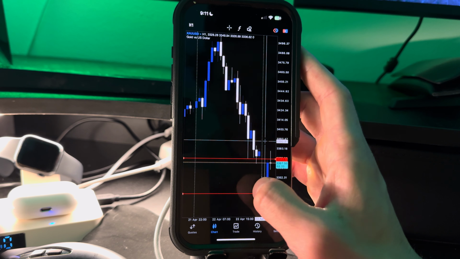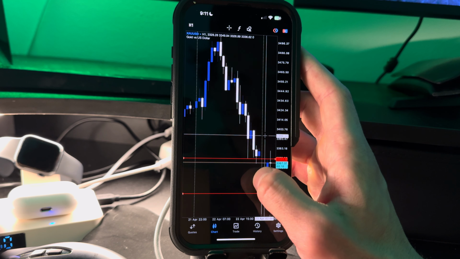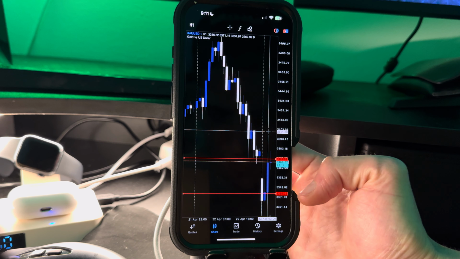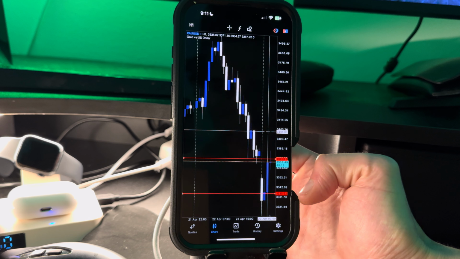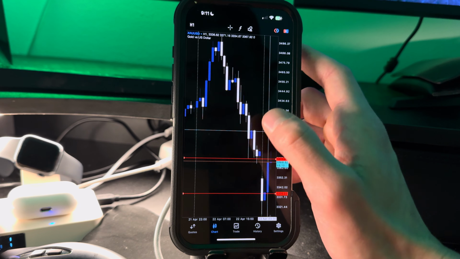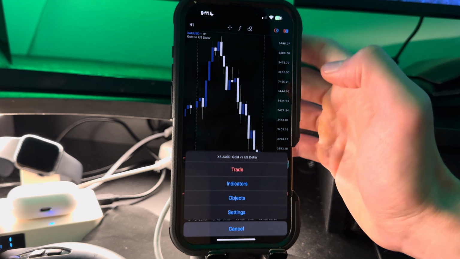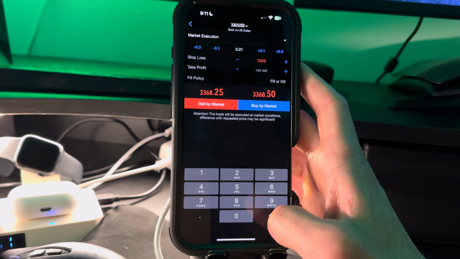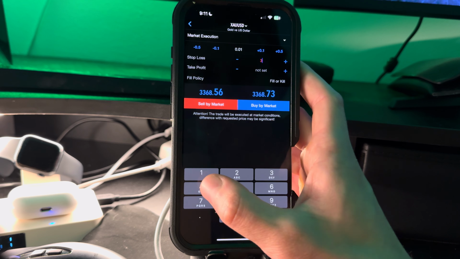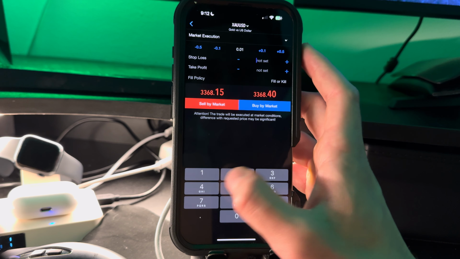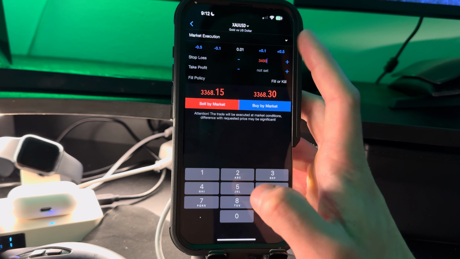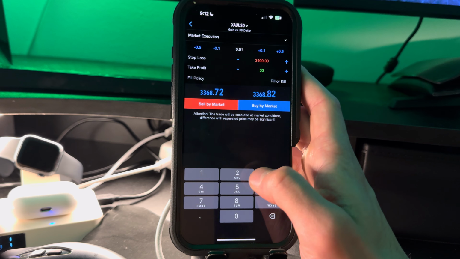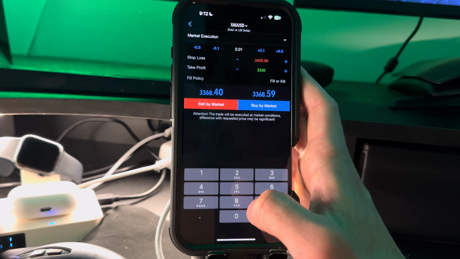So for example, 3,400, let's just say 3,400, make it simple. So up here, 3,400 is the stop loss and my take profit is down at 33.30, for example. I would double tap the screen. I actually forgot the take profit, but let's just do 3,400 stop loss, take profit 33.30, did I say? Something like that.